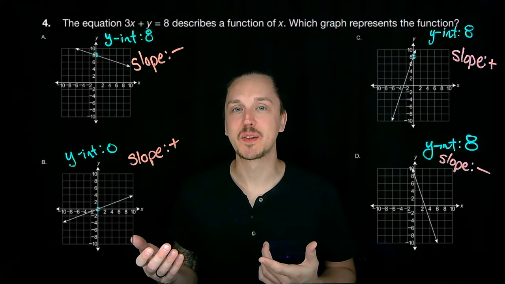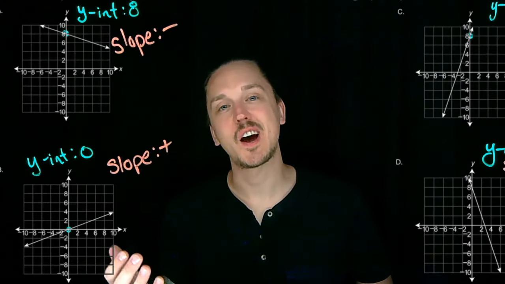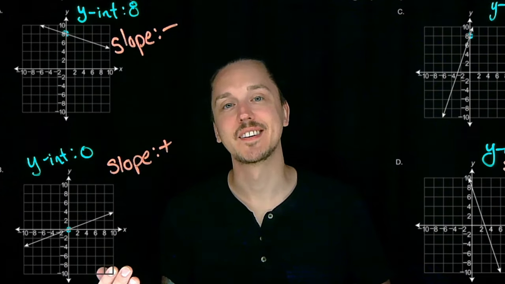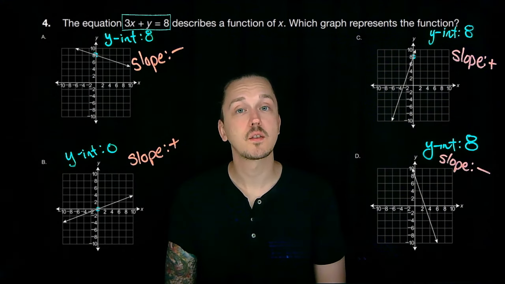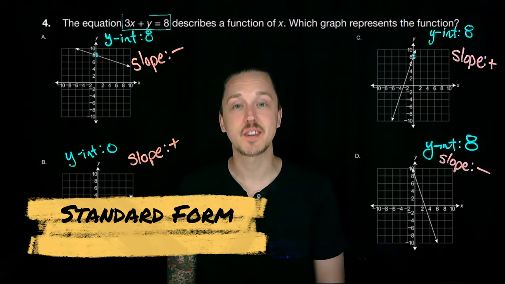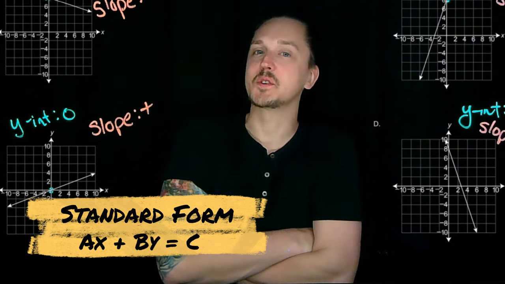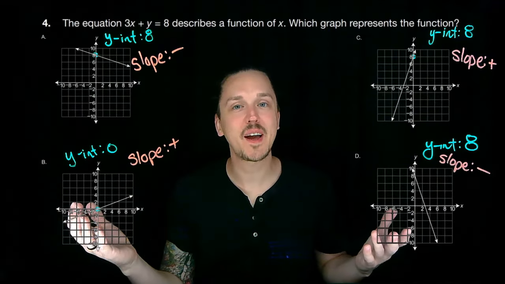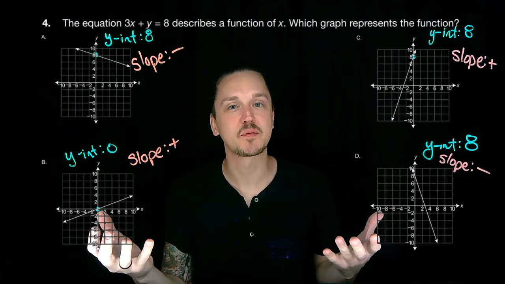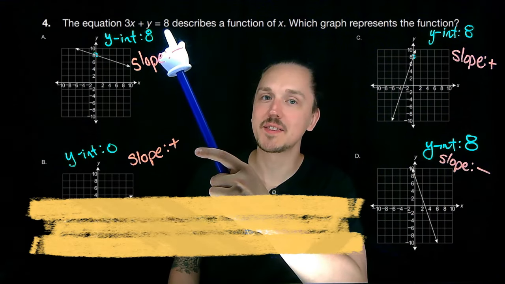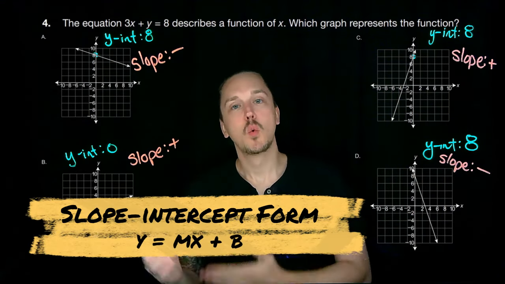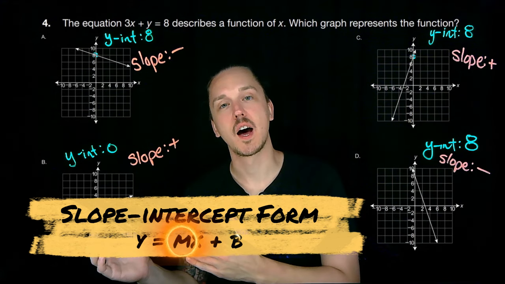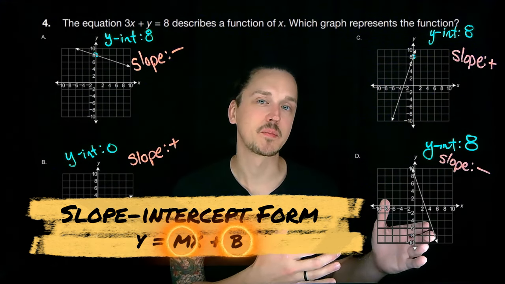Now it's just time to read the problem's instructions one more time to see how we might use these observations to our advantage. Now we are being asked to find which of these four graphs represents the function 3x plus y equals 8. Currently, this equation is written in standard form, or ax plus by equals c. But because we have these great slope and y-intercept observations, what do you say we rewrite this equation in slope-intercept form? Or y equals mx plus b, where m is the value of the slope of the line, and b is the value of the y-intercept of the line.